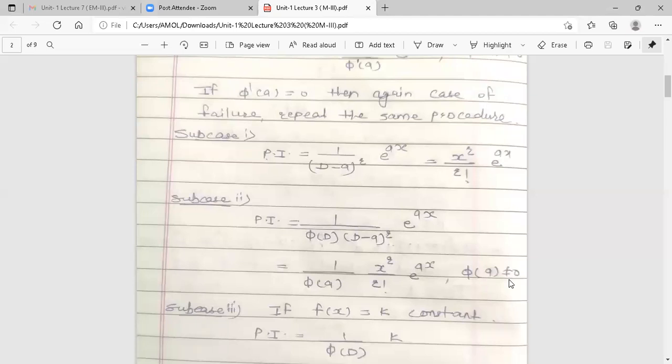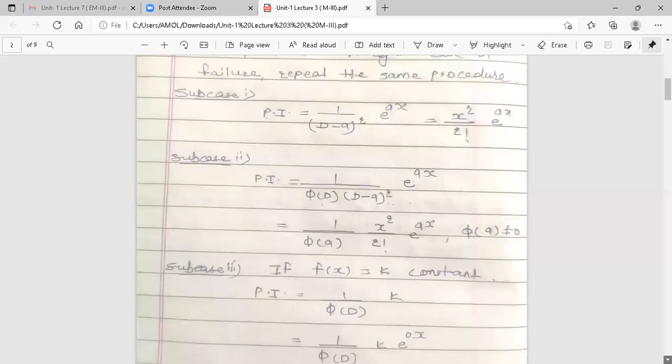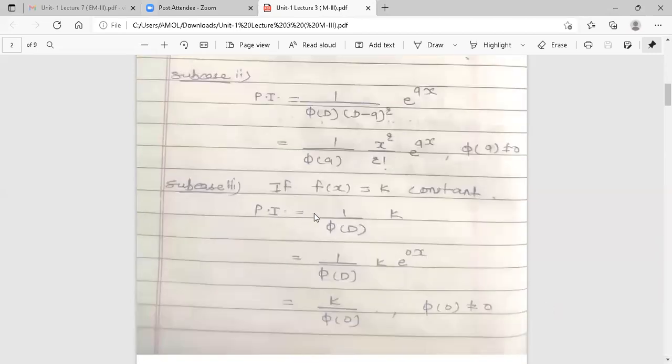Let us discuss it. Case 1, subcase 3. If f of x is equal to k, constant, then how to find the PI? Then the PI is equal to 1 upon phi of D into k, because your function is a constant term k. Then in that case, you replace that D by 0, and that function will be phi of 0.